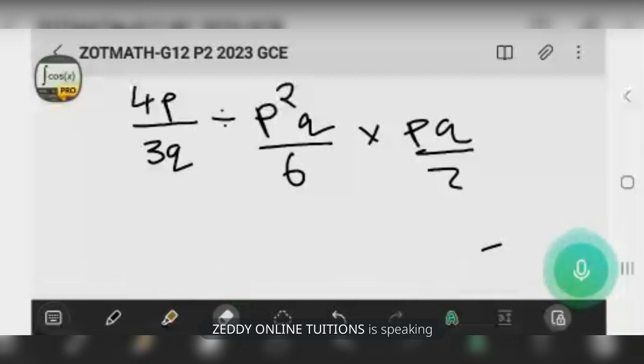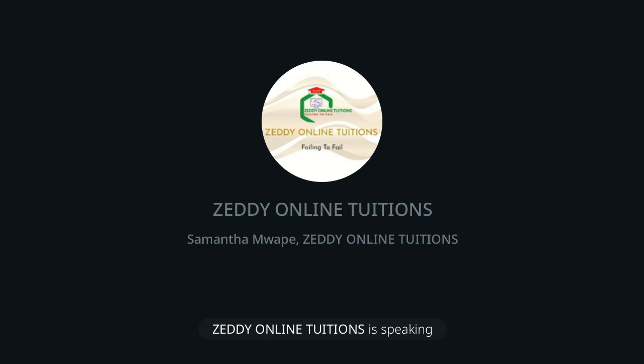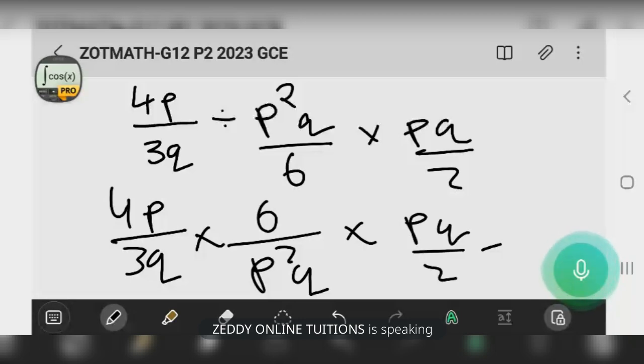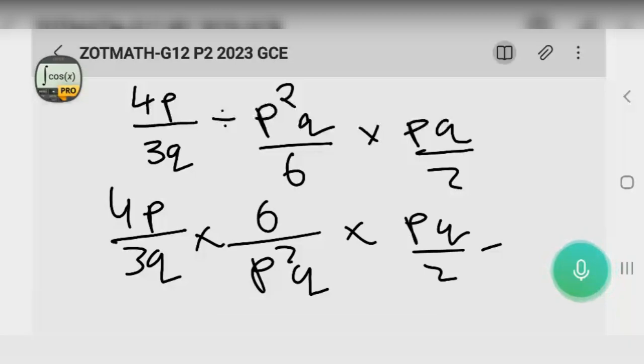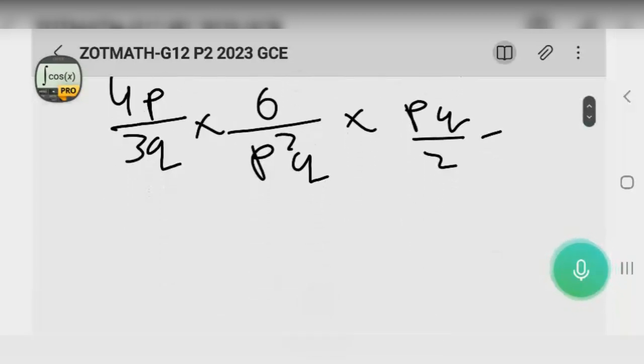So now let's conquer this question. We are going to say 4p over 3q multiplied by, we reciprocate this, 6 over p squared q, like that. Then you multiply by pq over 2. Are you following? Yeah.